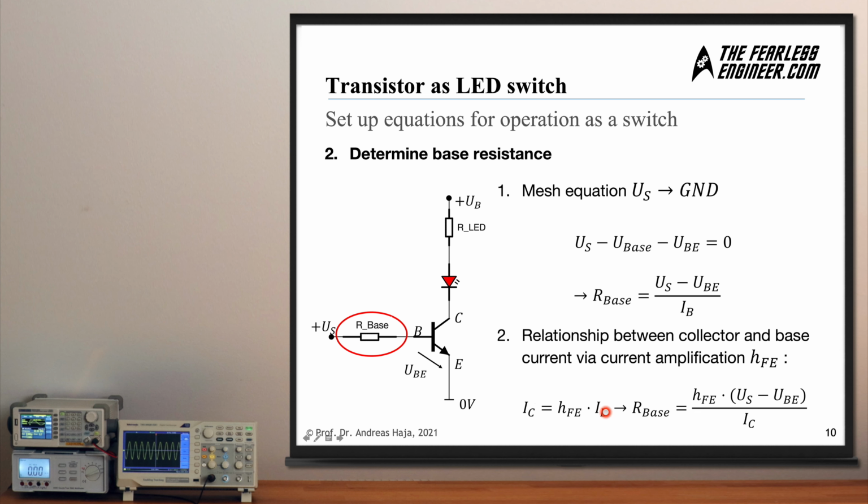And if we insert this equation here for the base current, what we get is this equation here for the base resistor. So we have to assume a certain amplification level for our transistor, and we have to insert the rest of the values here to arrive at an estimate on the appropriate base resistance.